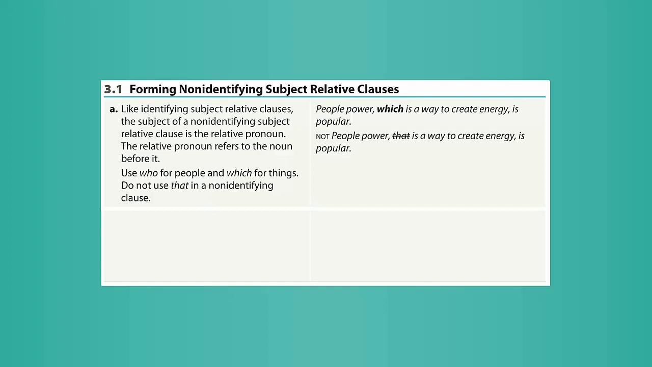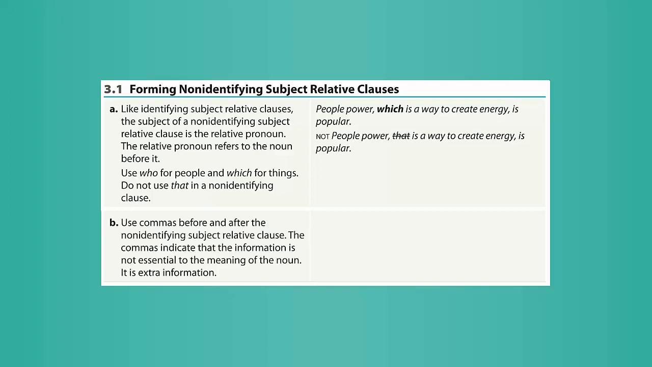For example, people power, which is a way to create energy, is popular. Remember, do not use people power that is a way to create electricity and is popular. That is not correct here. And remember to use commas before and after the non-identifying subject relative clause. The commas indicate that the information is not essential to the meaning of the noun. It is extra information.